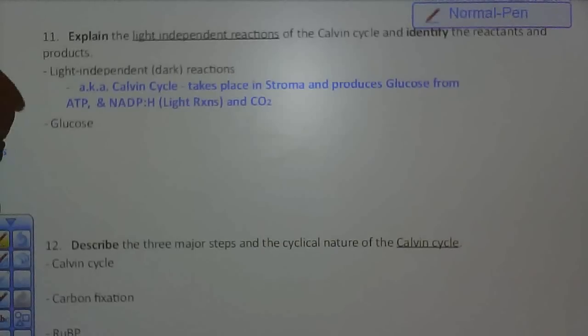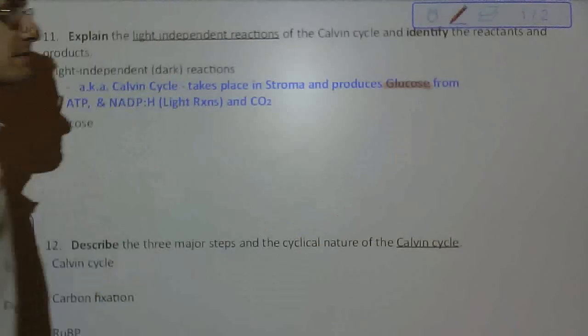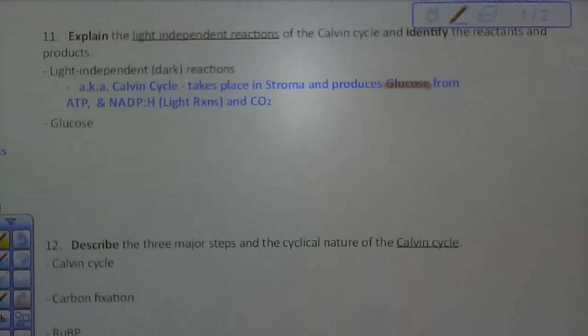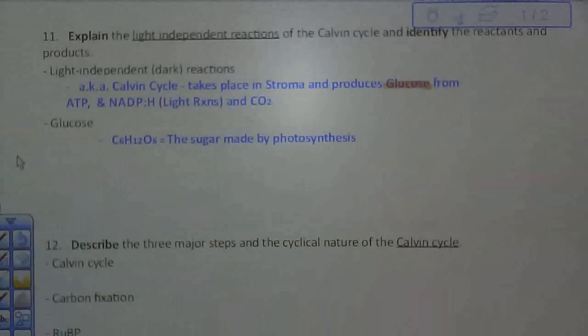The main point about this to recognize is glucose. That's the sugar that plants are making as their food source, so they do not have to consume other things. That makes them an autotroph. And then for glucose, really quick definition for this guy. First, the chemical equation for it, C6H12O6, which is the sugar made by photosynthesis, important for all life on Earth, or just about all life on Earth.